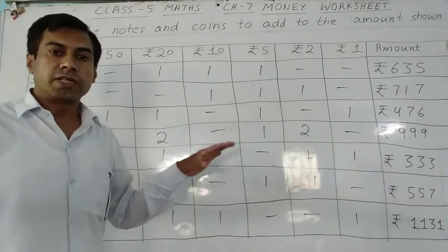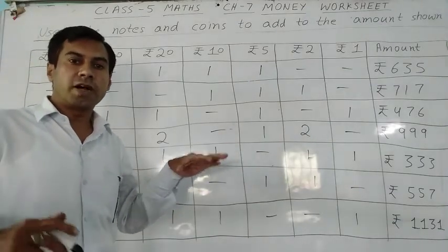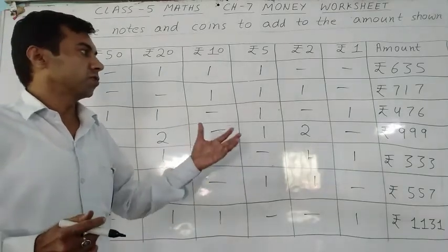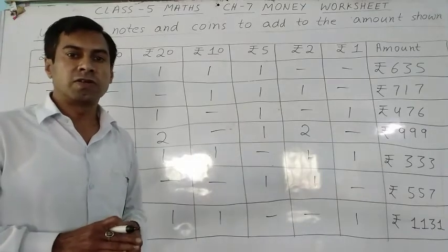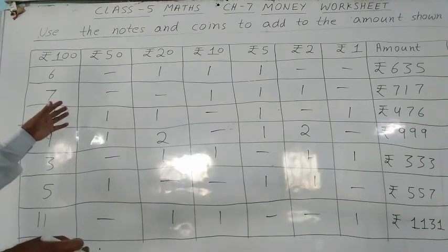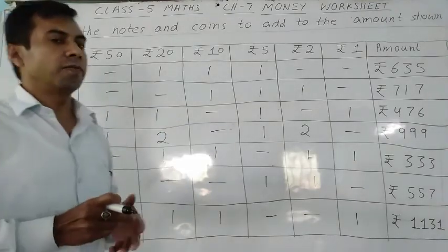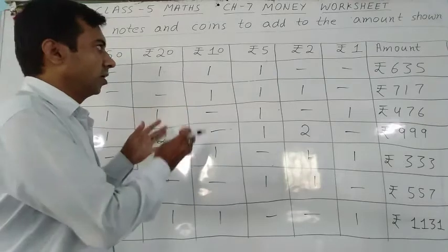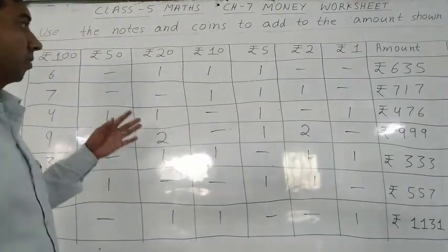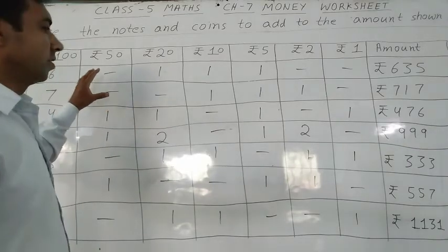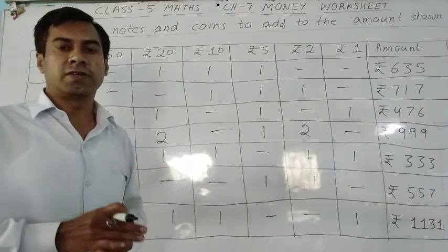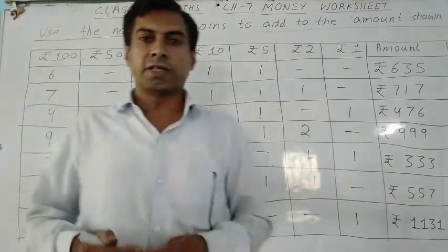So this activity was about which denomination notes and coins we use to make a given amount. So student, I hope you all have understood which denomination notes and coins we use to make an amount. We can use smaller denomination notes and coins to make a given amount, but the good and wise way is that if we have a bigger amount, we should use that. So student, this worksheet is completed.